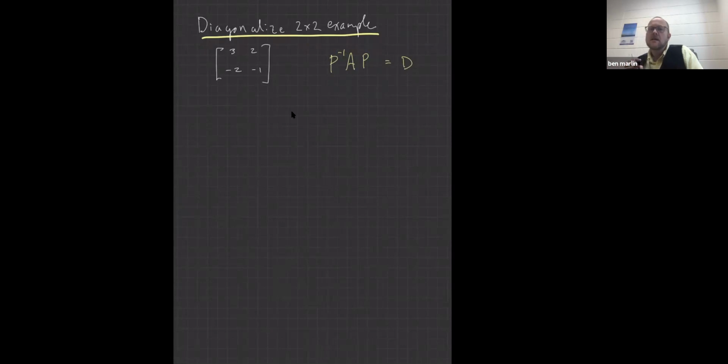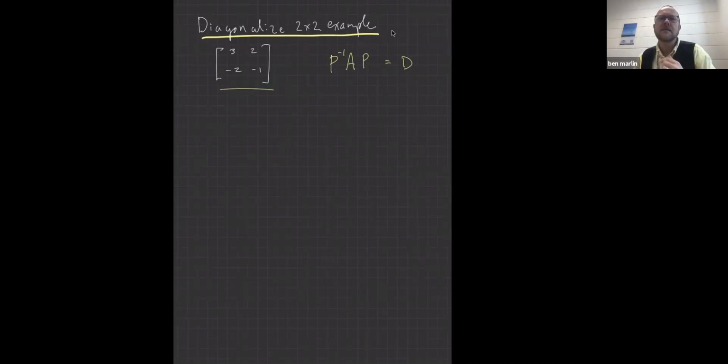Okay? Little thing, you have to have linearly independent eigenvectors to make this work. The eigenvalues can be repeated, but the eigenvectors have to be linearly independent. So sometimes that gets us into a little bit of trouble. All right, so that means we want to know what the eigenvalues are for this matrix here.